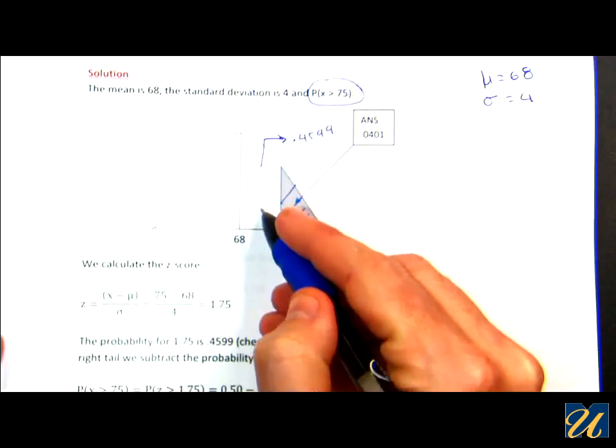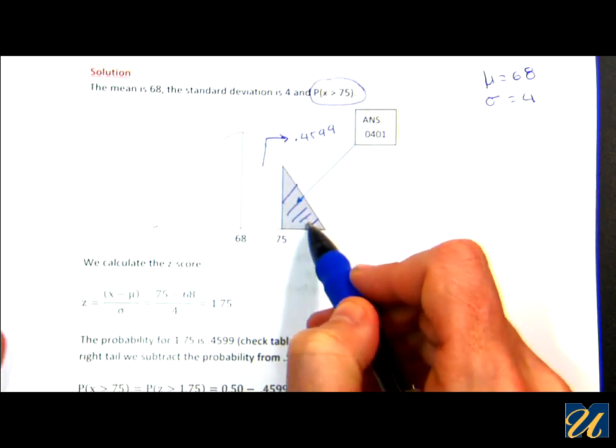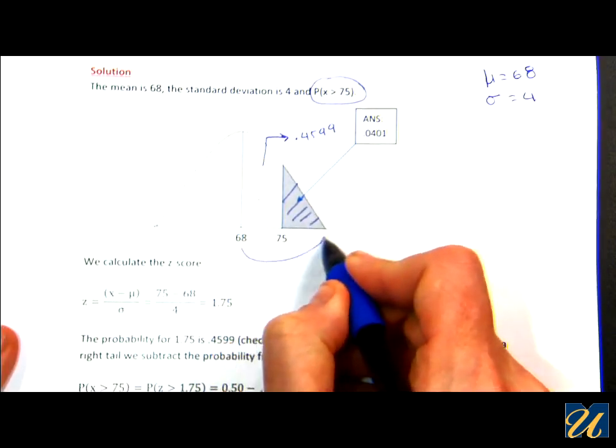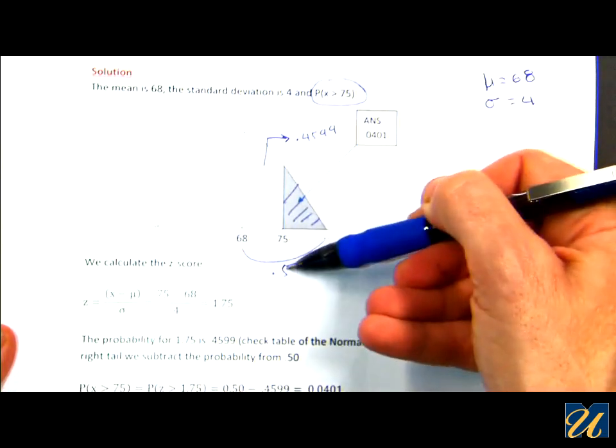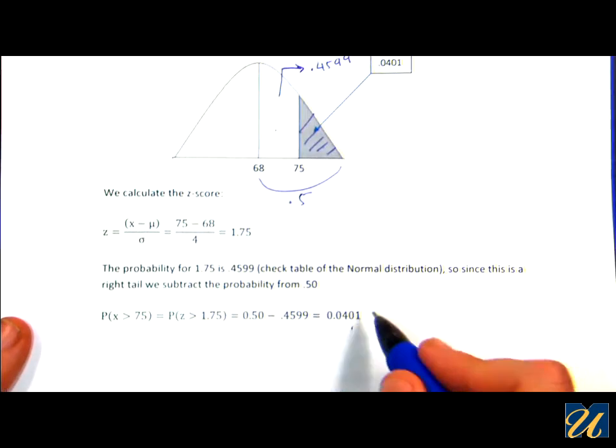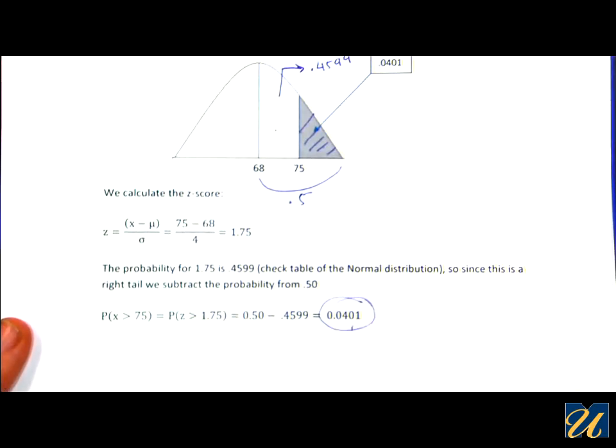However, this is not the area that I'm looking for. I'm looking for a tail. I know that this part is 0.5, so you will do 0.5 minus 0.4599, and your answer will be right here.